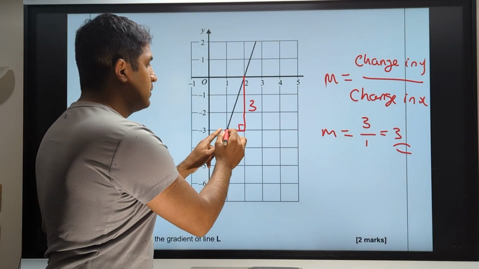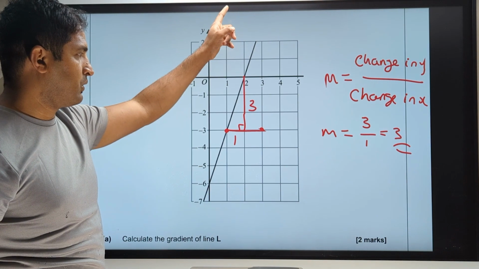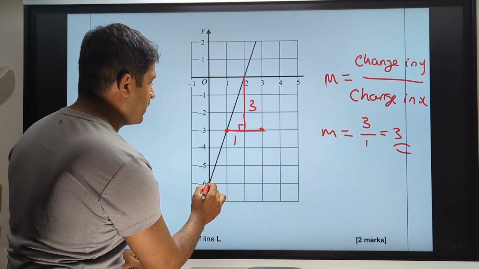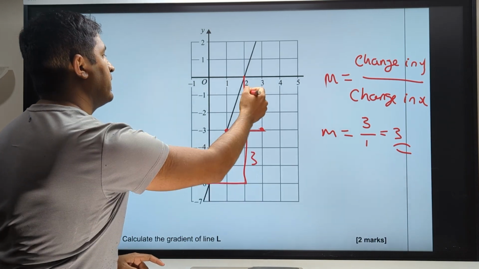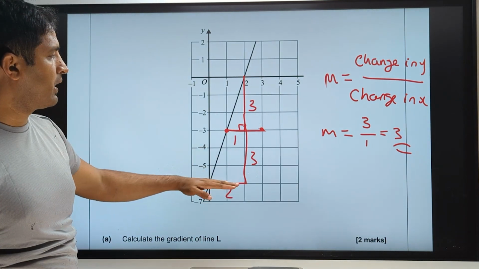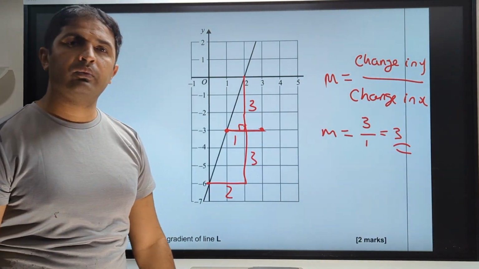If I use 2 across, let's say, that means I needed 6 up to get back to the line. Let's look at it from here. From there, 2 across, and there's 3 more here, 3 and 3, 6. So every 1 across, I'm moving 3 up. So 6 divided by 2 would have given you that 3 as well.